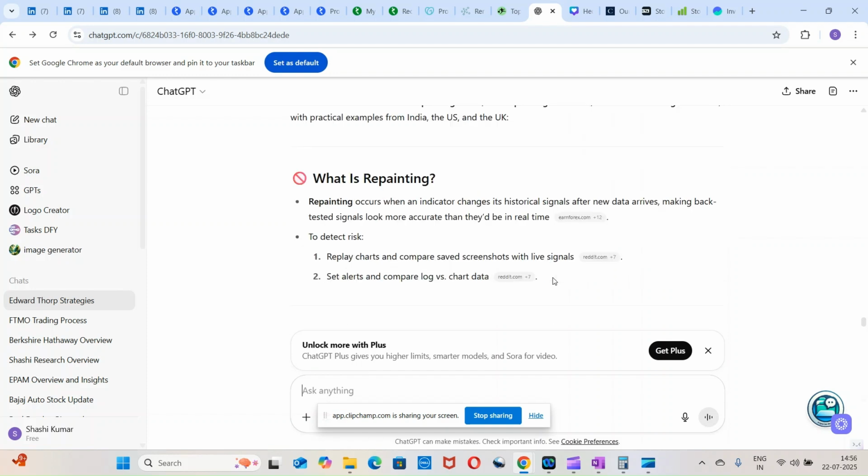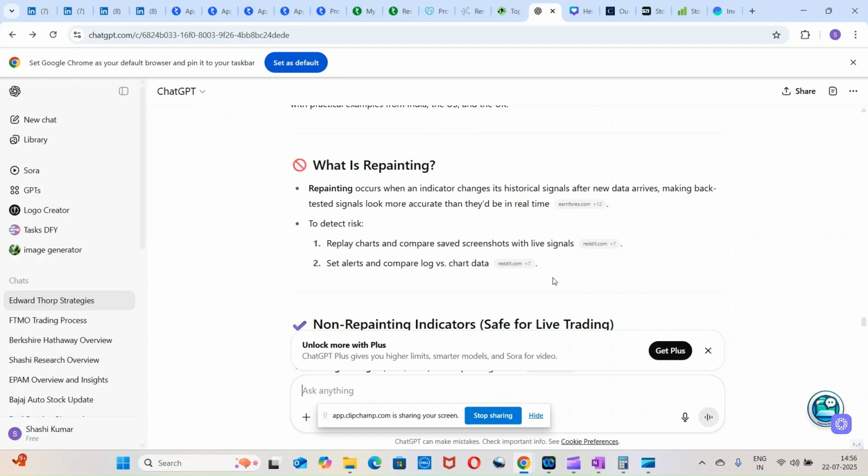So, what is repainting? Repainting occurs when an indicator changes its historical signals after new data arrives. So it changes its signal. If it gave a buy signal, suppose, once new data comes, it becomes a sell signal. So that is what repainting is.